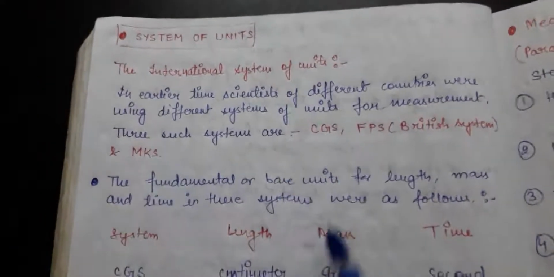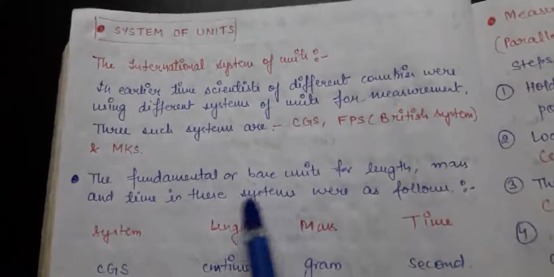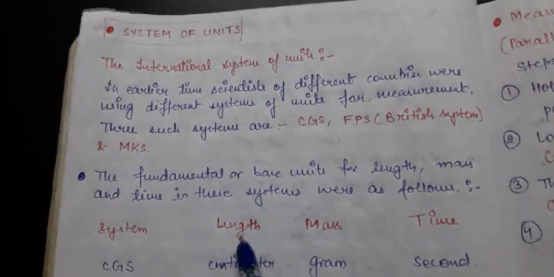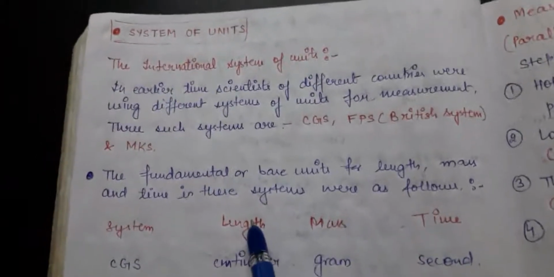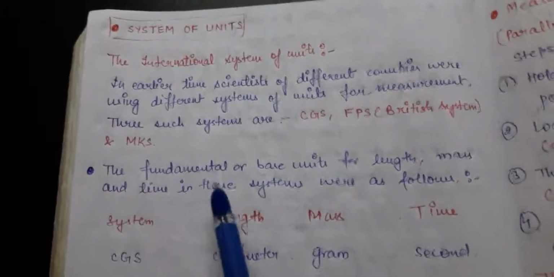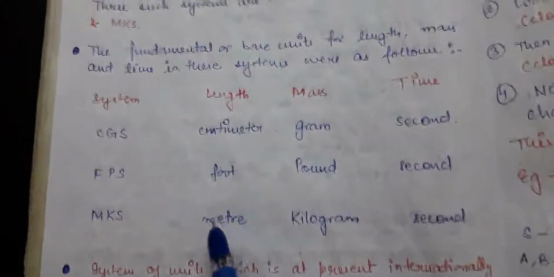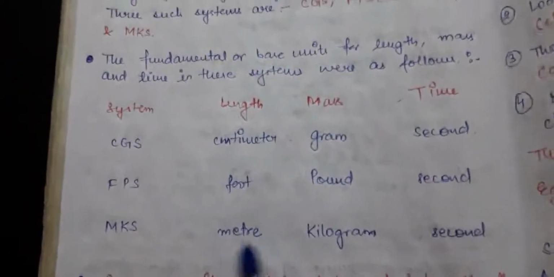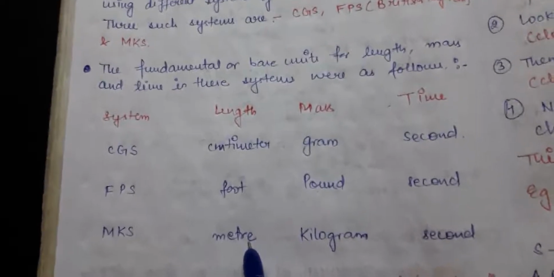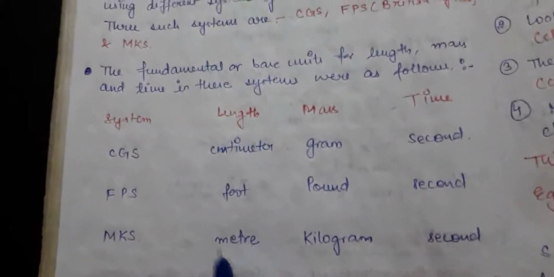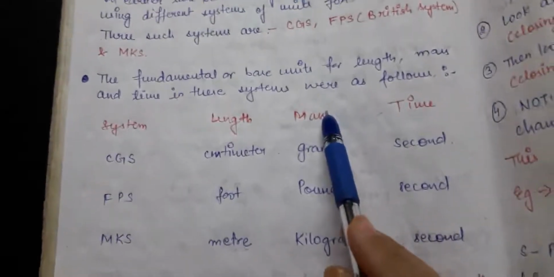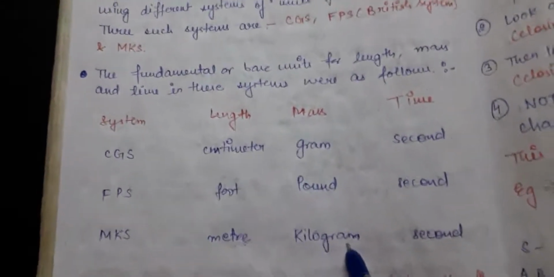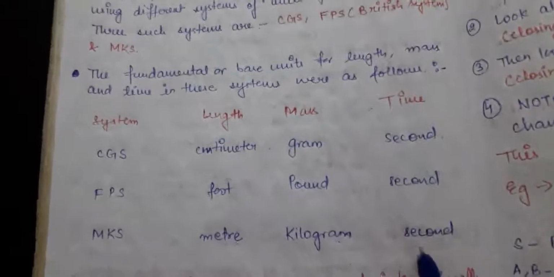MKS system means what? We have been given three fundamental quantities or three fundamental units: length, mass, and time. So we were following the MKS system. In the MKS system, this M stands for the length, meter. To measure anything, Indians were using the unit known as meter, for the mass of any quantity the Indians were using kilogram, and for measuring time, the Indians were using second.